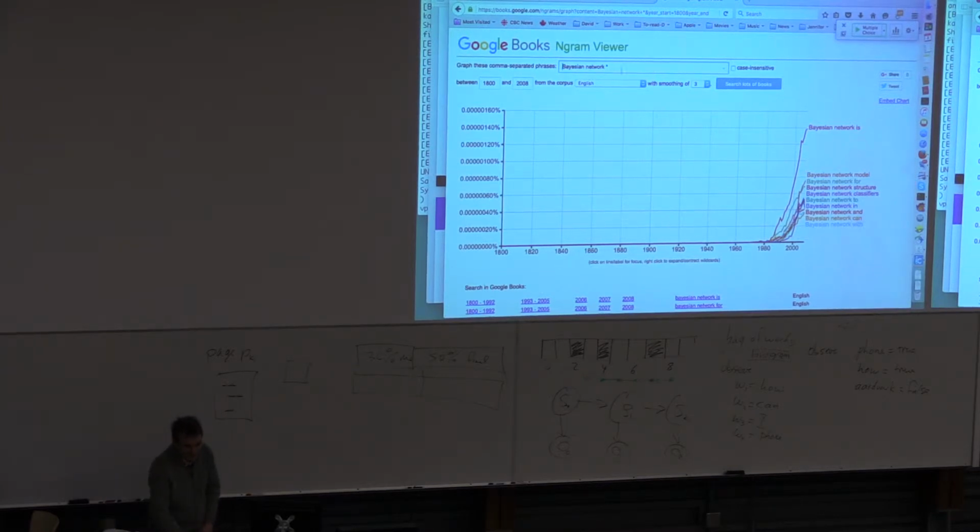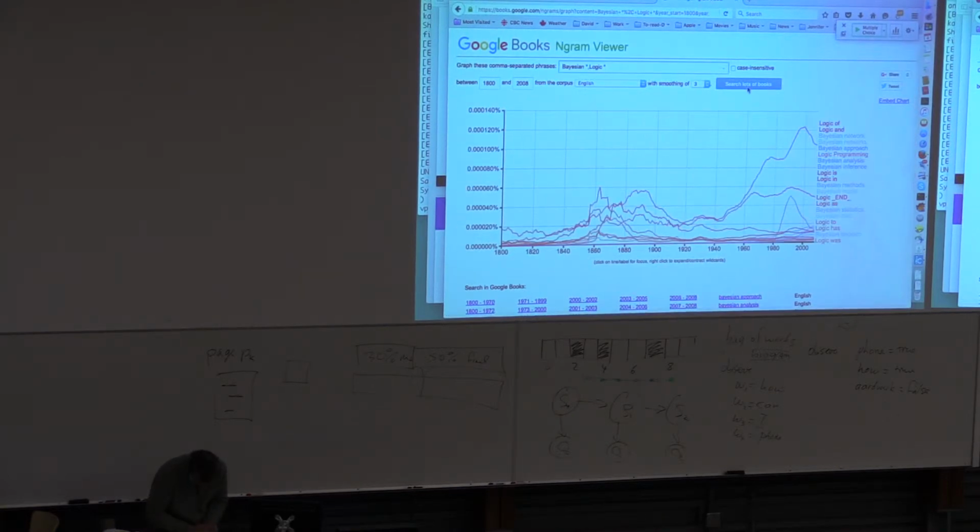Okay? And we can do Bayesian and logic. The first one's logic of, and logic and, logic programming, and logic is, and logic in. Bayesian network is not as likely as logic is, of and logic and. Logic programming is in there. So logic is a lot more popular than Bayesian. We can do other weird things. You can say, what's the most common word?